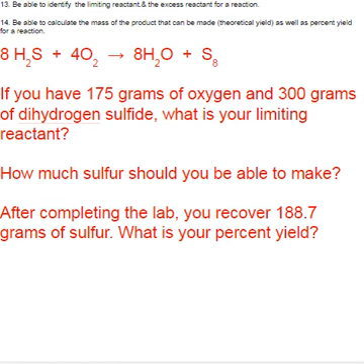Okay, so number 13 and 14. If we look at 13 first, it says be able to identify the limiting reactant and the excess reactant for a reaction. So if you have 175 grams of oxygen and 300 grams of the dihydrogen sulfide, so this is my 175, this is my 300. It's not as simple as just saying, well, 175 is less, so that's the limiting reactant. It'd be nice if it was that simple, but it's not.